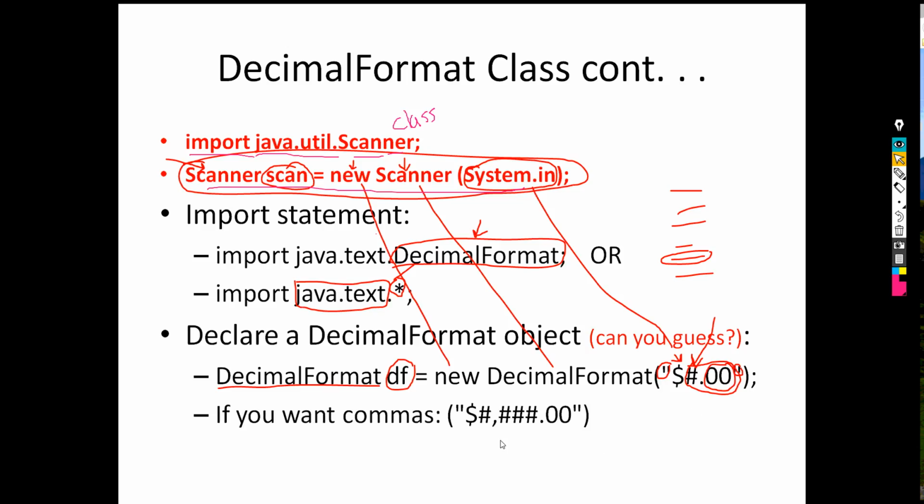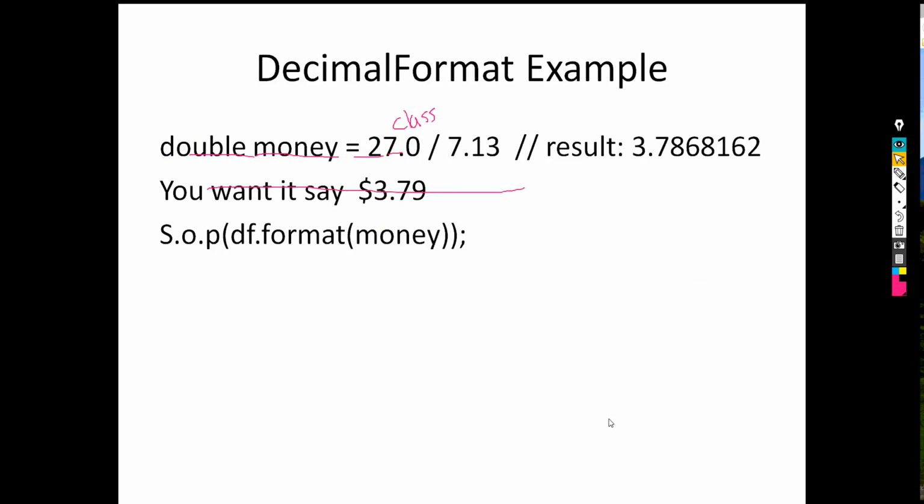Alright, if you want commas, you put 1, 2, 3 number symbols and then a comma and then another number symbol. This means every three numbers it'll put a comma, just like we write our numbers. So if you have 12,420, it will be a 12, comma 420, and then you'll have 2 decimal places. Alright, so that's how that works.